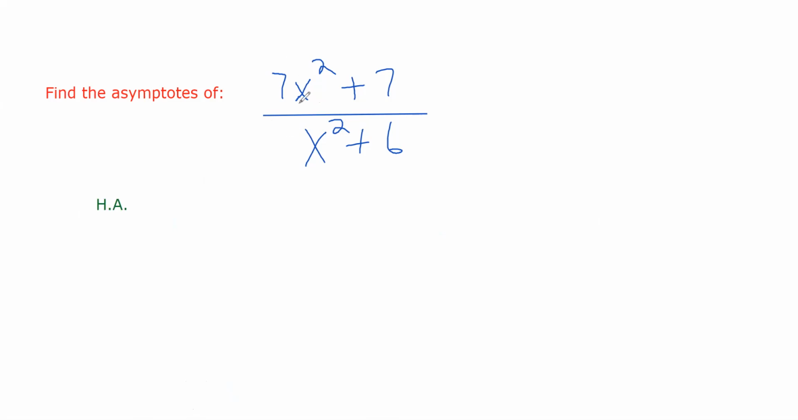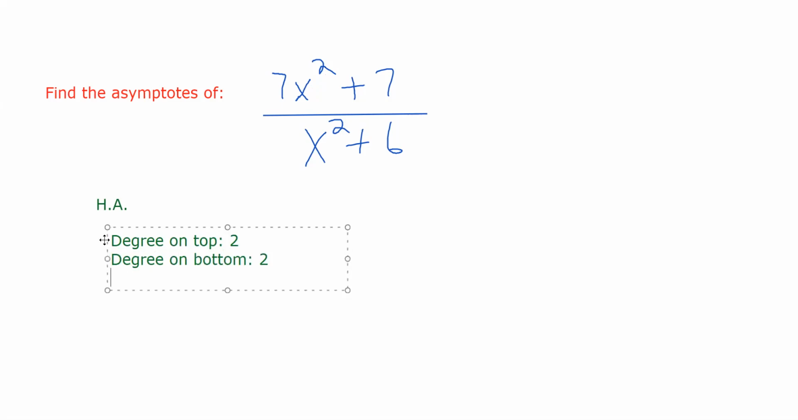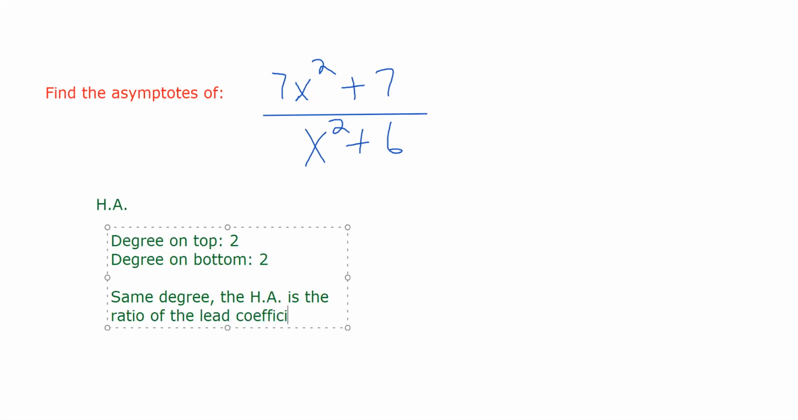Now, remember there's the three cases. You compare the degree on top with the degree on bottom. The degree on top is 2. The degree on bottom is also 2. So when they have the same degree, the horizontal asymptote is the ratio of the lead coefficients. Now let's see what that actually looks like.